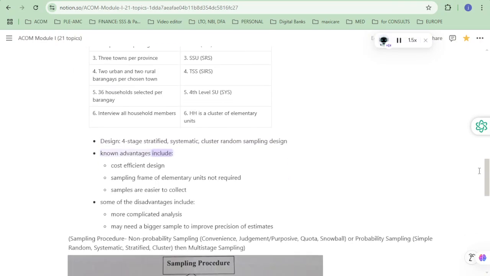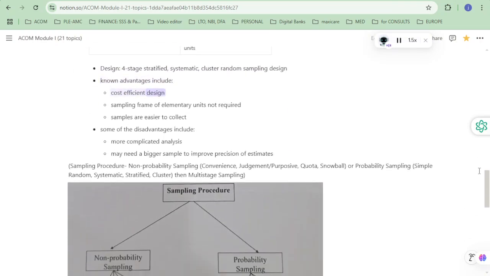Known advantages include: cost-efficient design. Sampling frame of elementary units not required. Samples are easier to collect. Some of the disadvantages include: more complicated analysis. May need a bigger sample to improve precision of estimates.